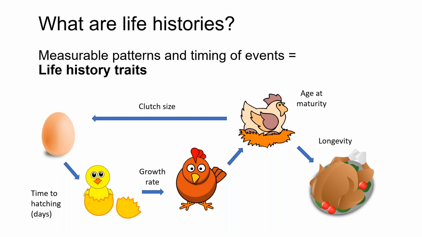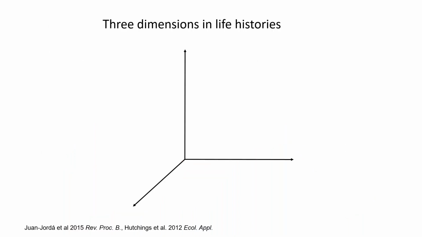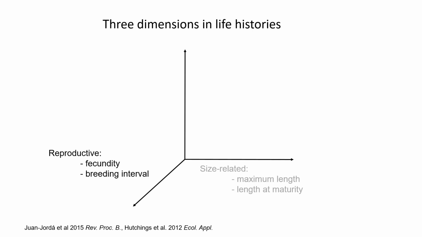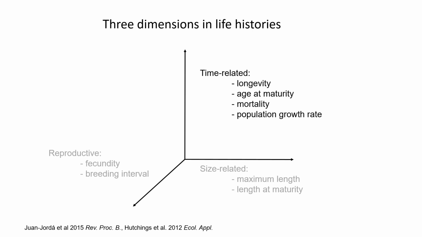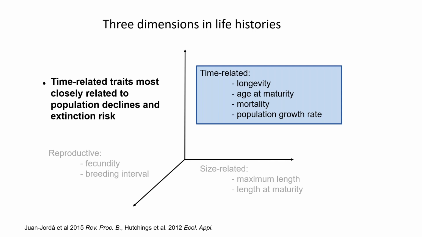And just as a broad introduction to life histories, there are in general three dimensions in life histories. First, they're size related, so the size at which you attain specific milestones, such as your maximum length, or your length at maturity, or your length at birth. Things like that are size related traits. Then we have reproductive traits, which have to do with fecundity and breeding interval. But the ones that I focus on are time-related traits, which have to do with longevity, age of maturity, mortality, and population growth rate. All those are examples of time-related traits. And I focus on these because for some fishes, and the ones that have been researched, time-related traits seem to be most closely related to population declines and extinction risk.